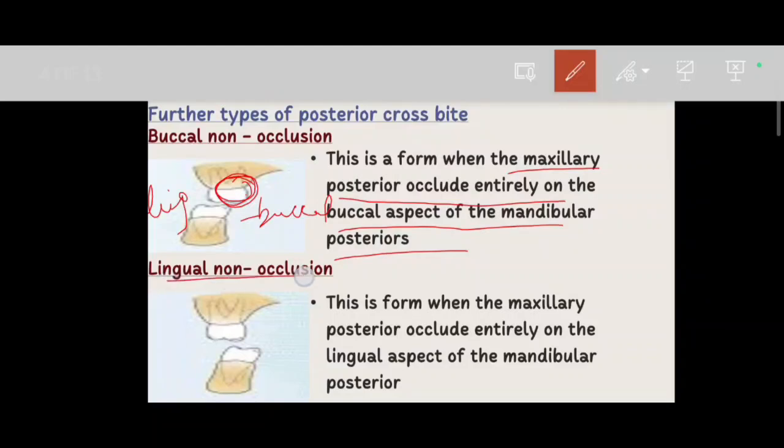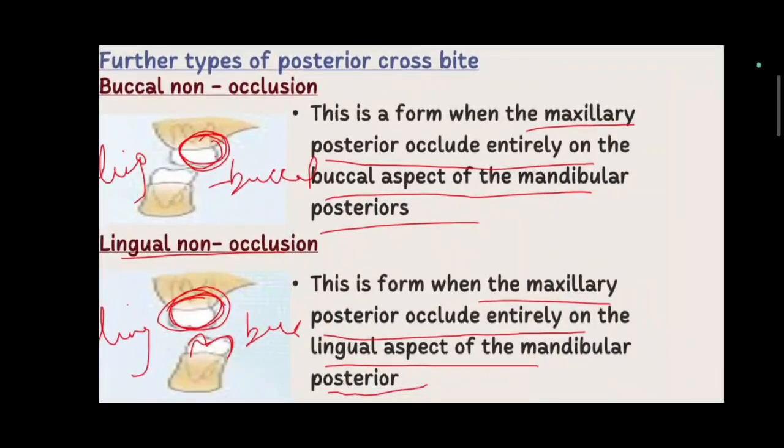Now the second one is lingual non-occlusal. This is a form where the maxillary posterior teeth occlude on the lingual aspect of the mandibular posterior teeth. So here the upper teeth are too much inside as compared to the lower. This one is buccal and this one is lingual. So the first image shows the upper tooth towards the cheek side, that is buccal non-occlusal, and the second diagram shows the upper tooth towards the lingual side, that is lingual non-occlusal. Which side is towards the tongue? That is the lingual side.